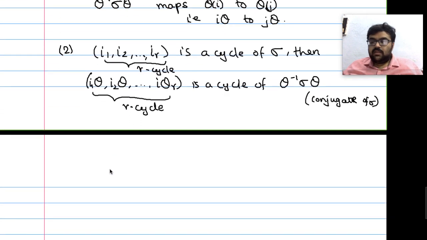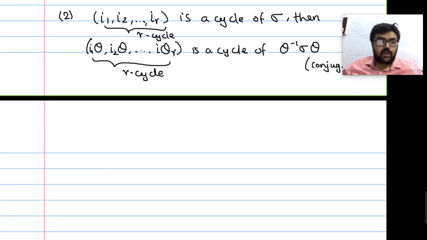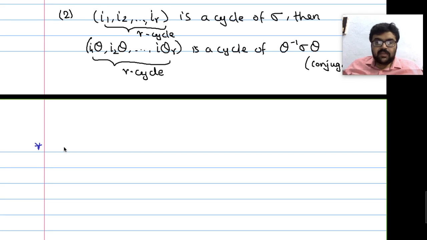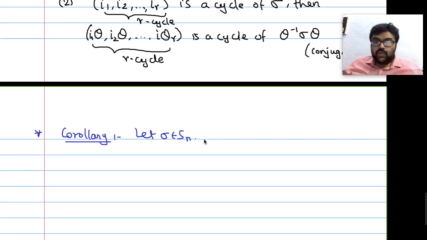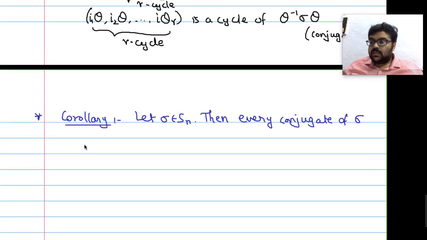So after this remark, we write this as a corollary. What we have seen is that, let sigma belong to Sn, then every conjugate of sigma has the same cycle decomposition as that of sigma.